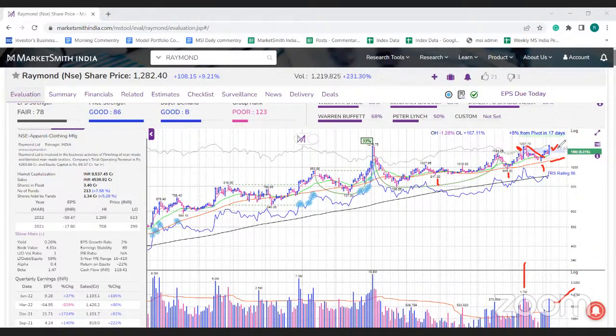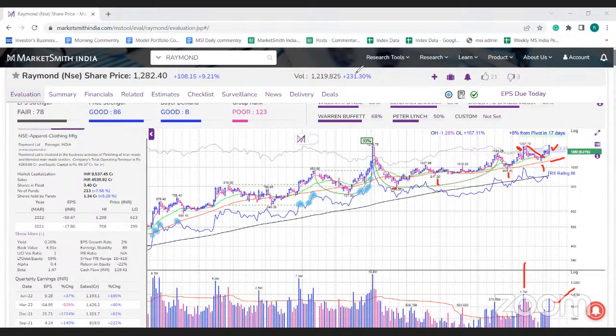Two reasons. Firstly, it's a high stage base, so you can try to avoid that. Secondly, it's already extended from its pivot, 8% above the pivot. So it's always better to wait for a fresh base formation below this 50 DMA, sorry, the previous base level. So that's what becomes important in these stocks. But yes, the one thing is that the result was very good.